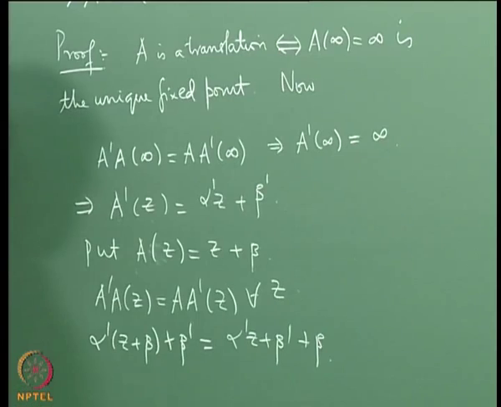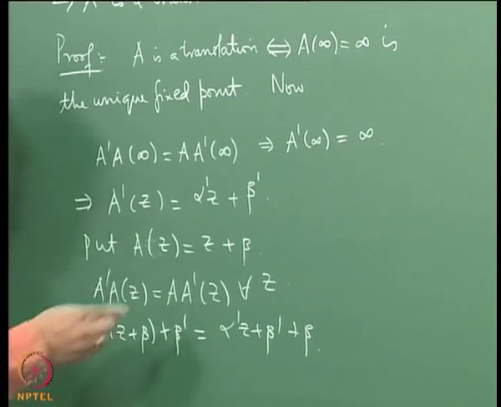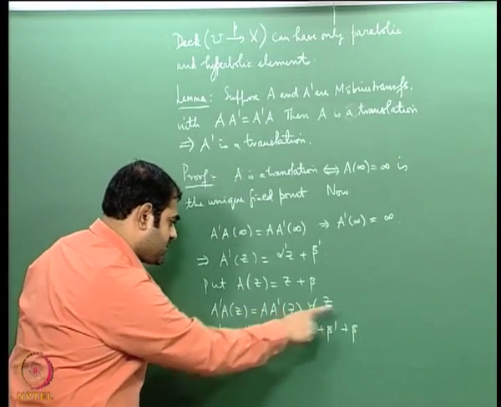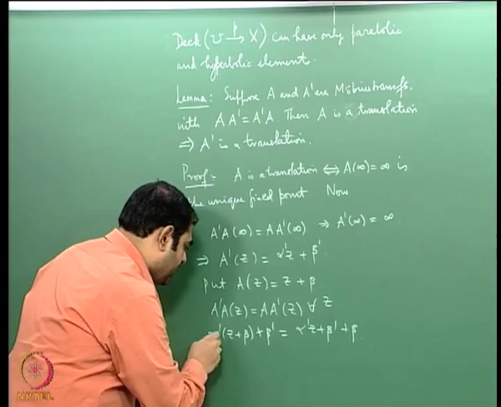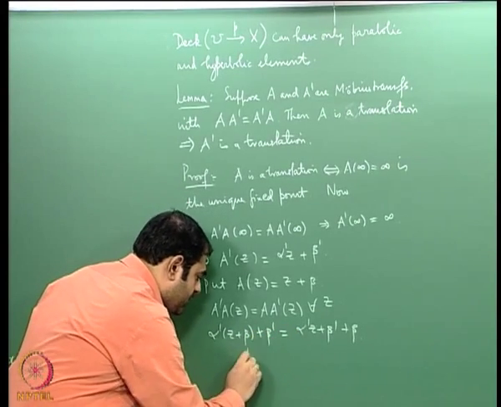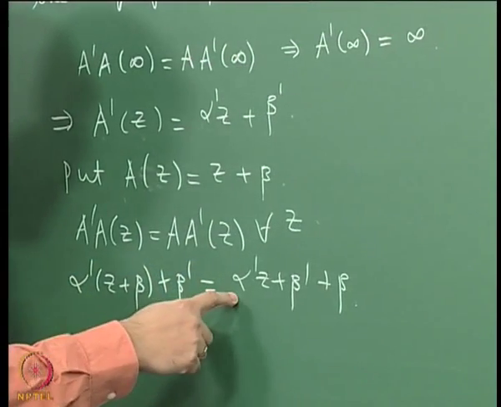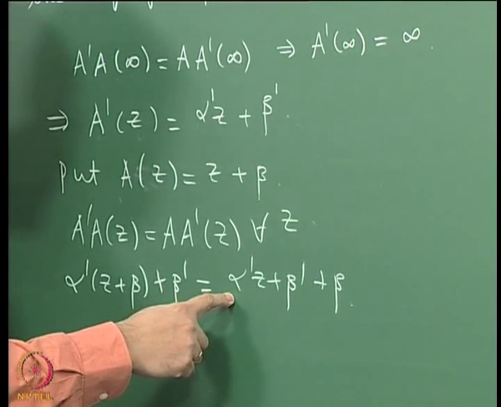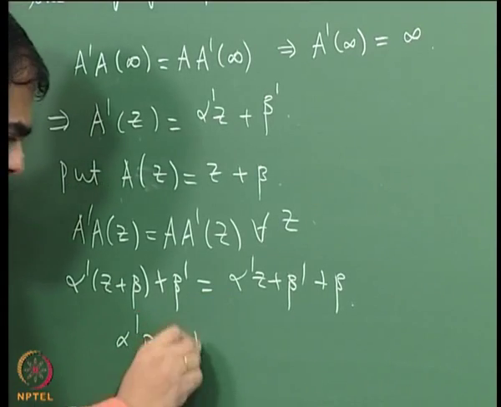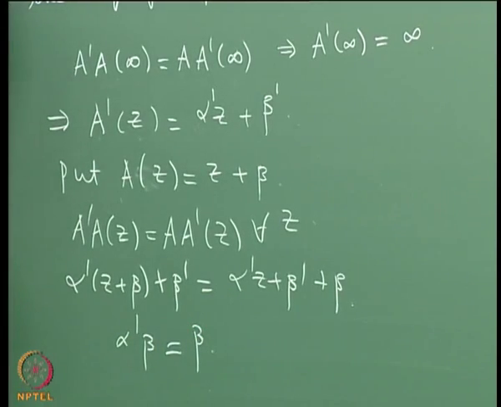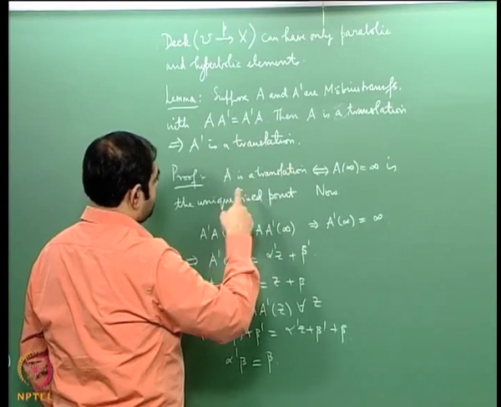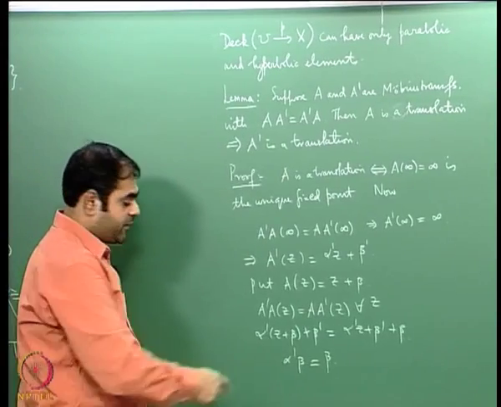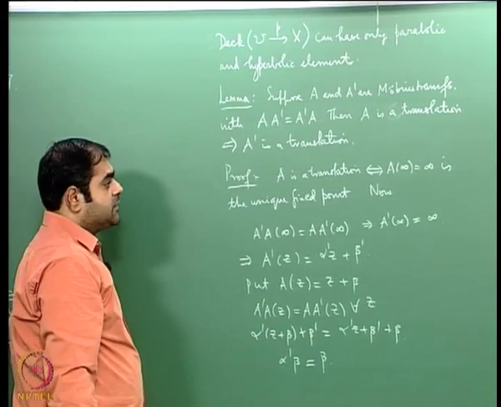Now if you compare both sides, you will get that the beta primes are going to cancel, and then the alpha prime z's are going to cancel. I am going to get alpha prime beta is equal to beta, okay. This is what I am going to get, and mind you, of course I want to rule out the case that beta is 0, so that I can cancel by beta and conclude alpha prime is 1.